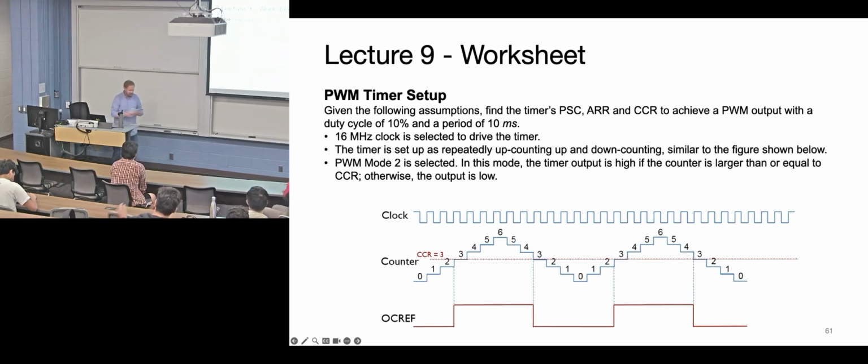So here's your problem. You're given a timer module, and you need to go figure out what values you need for CCR and your prescaler and all those sorts of things. So there's multiple answers to this. There's no right answer.